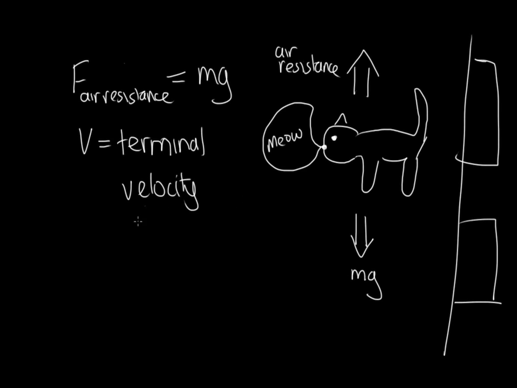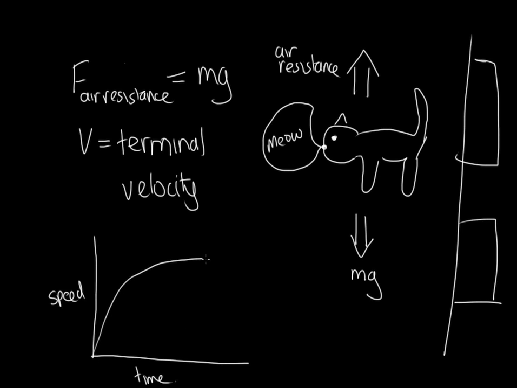So velocity is just another word for speed, except that velocity's got a direction as well. We'll be looking at that in more detail in a later topic. But what we can actually draw here is a speed versus time graph for the falling cat. Now initially it's got a lot of acceleration, but the air resistance force increases as the speed increases, and so the speed of the cat looks something like this. And we've got, it levels off here at this terminal velocity here.